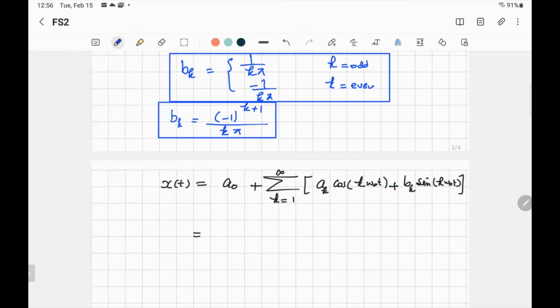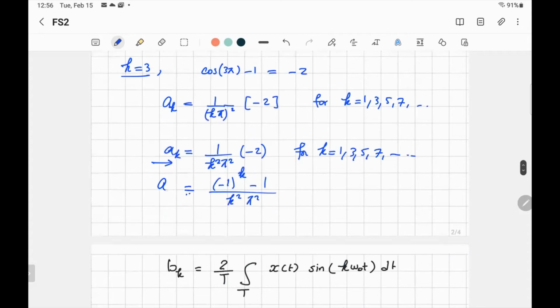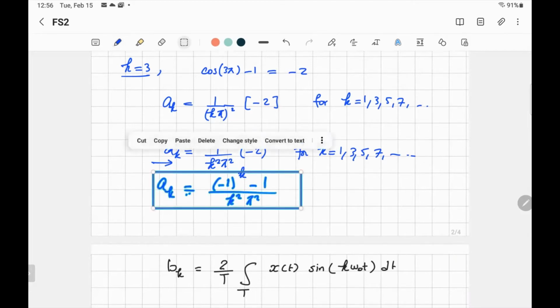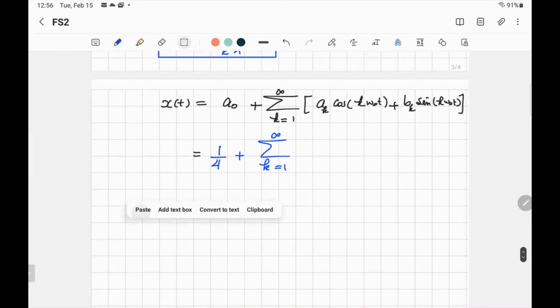Now I will do the variables here, like omega naught, the same. A naught is equal to 1/4, plus the sum from k equal 1 to infinity. If I write it like that, from k equal 1 to infinity, I'm not saying odd or even. I'm going to use the expression that I gave you. So AK, what's AK? I'll go to AK, and that's the nice way it's expressed.